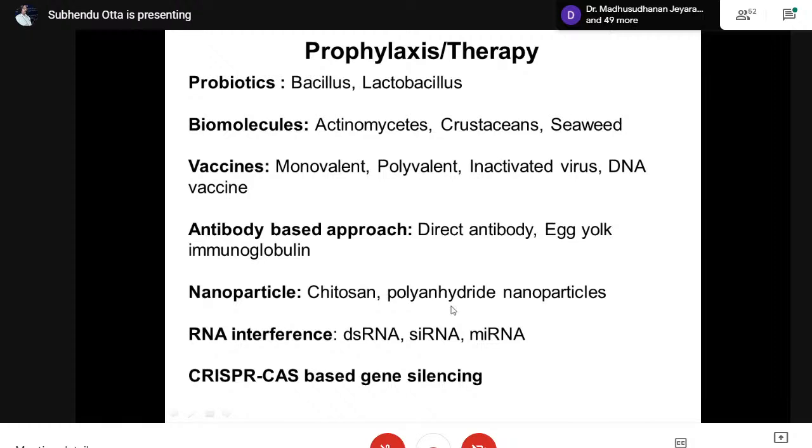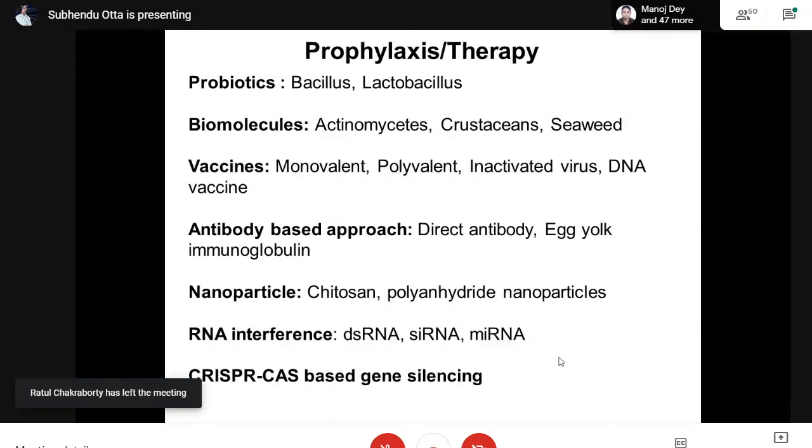Nanoparticles like chitosan or polyanhydride nanoparticles can encapsulate the vaccines or the double-stranded RNA. This can be used to apply in the field. RNA interference mechanism is also available in shrimp. It has been established, and in many reports you can see, whether it's double-stranded RNA or siRNA or microRNA, all of these to some extent give protection. In laboratory conditions, many reports show that they give 100% protection against the virus. But again, this has not been possible to take into the field because the field delivery mechanism is not there.